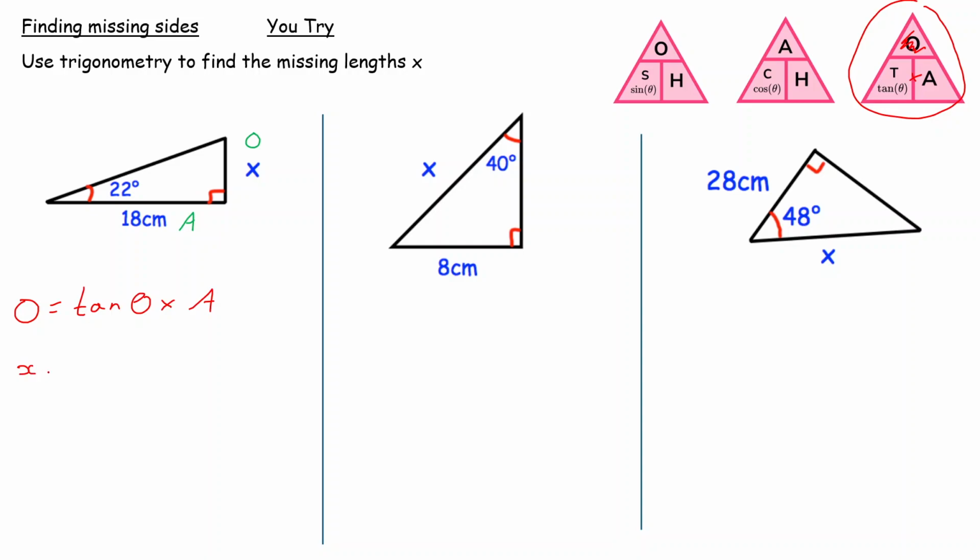So x is equal to tan of the angle, which is, I'll put it in brackets, 22, times through by the adjacent side, which is 18. And then x is equal to, put it in your calculator, and that's going to be your answer. So tan 22 times 18, which is 7.3 centimeters to 1 decimal place. You can round it how you want to. I'm not too worried. But that's our answer. Okay, does that look reasonable?